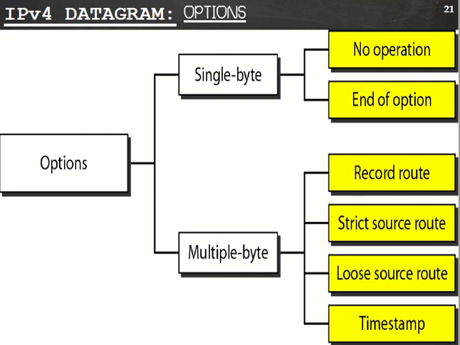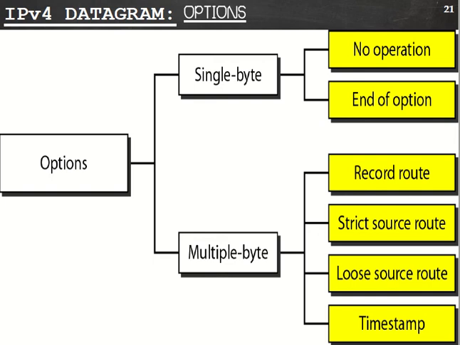Third one, loose source route. This is an option which is similar to strict source route. Each router in the list must be visited, but the datagram can visit other routers as well. So it will have predefined data of the routers the packet will move through, but while transmitting, the datagram can visit other routers as well.